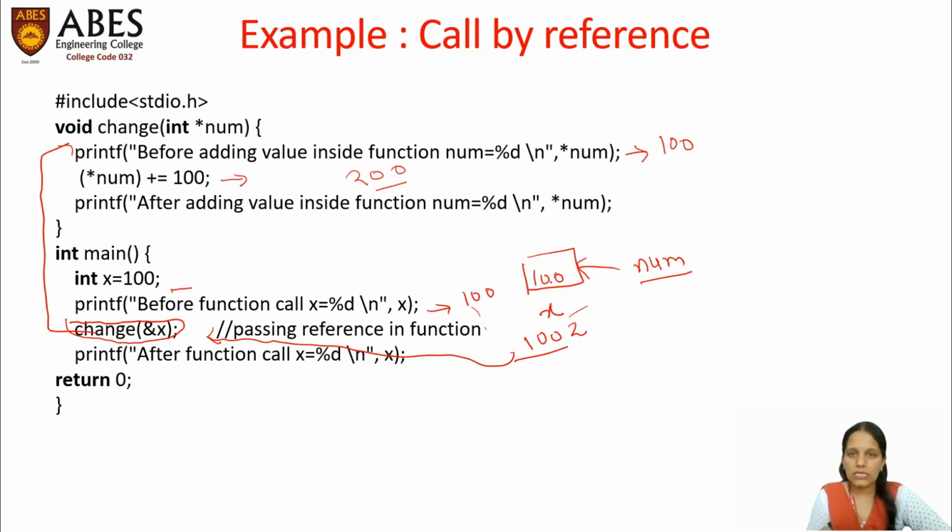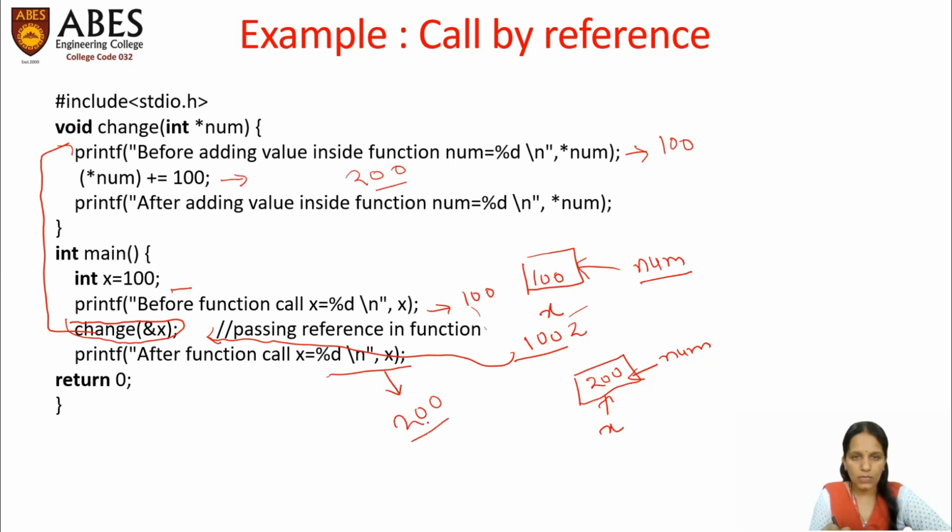So if you are changing something in the same memory location, in place of 100 it will become 200. Whether we are talking about x or about num, both will be the same, right? Now when you get back to your main part, after the function call, what will it give you? It will print 200.